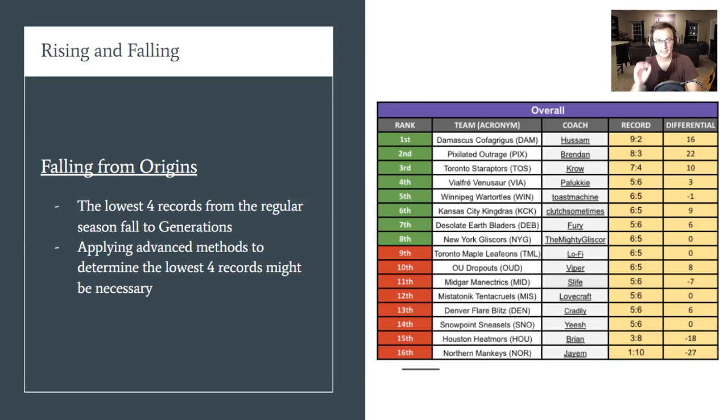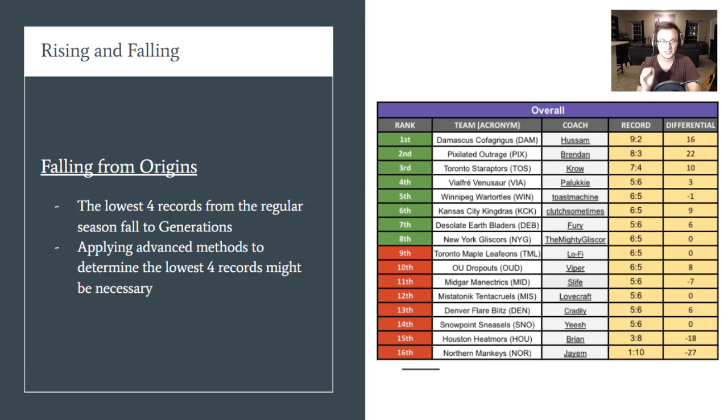So we've got our rankings, and in our rankings here, you can see the bottom 4 are actually who do move down from Season 3 to Season 4 in the PCL. Cradley, Yeesh, Brian, and JM. As you can see, JM and Brian are obvious. Their records are low. The standard rule is fulfilled immediately.